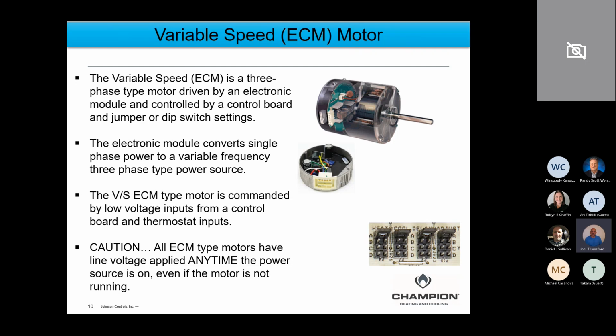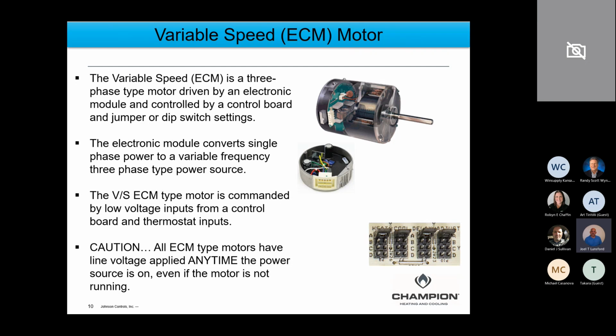The variable speed ECM type of motor is going to be commanded by low voltage inputs, just like a standard ECM. However, those low voltage inputs, those 24-volt inputs, will be coming from a control board and thermostat inputs. So again, it's going to be commanded by low voltage inputs, and it can take multiple speed commands at the same time. It won't hurt the motor. All the advantages of an ECM motor, except the variable speed motor is really a premium ECM motor because it has a lot more capability than our standard ECM motor as far as speed selections and so on.